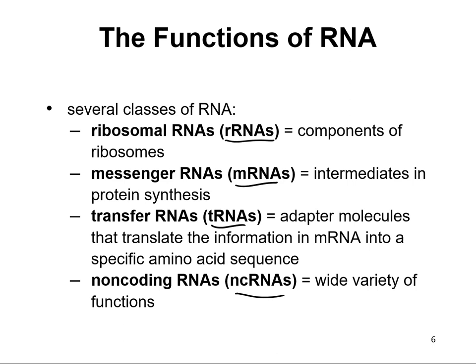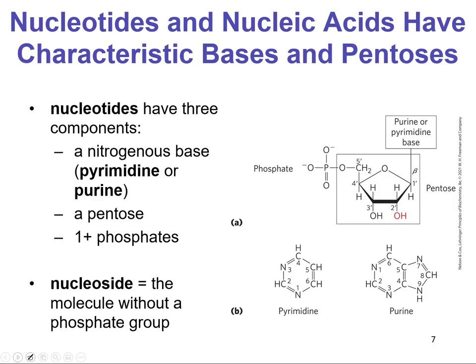The last one that you may not have heard a whole lot about in your biology classes is non-coding RNA. And these have a wide variety of functions. Everything from the spliceosome, which helps to splice messenger RNAs and make them into what they're supposed to be before they are translated into protein, to silencing different sections of the genome. So all kinds of things. Non-coding RNAs are really interesting. They have a wide variety of functions.